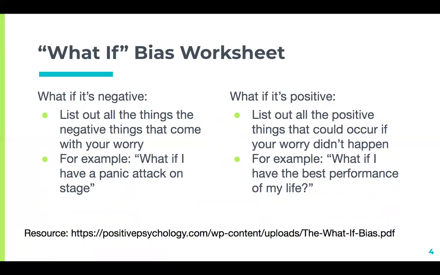The next column is what if it's positive. So here you want to list out all the positive things that could occur if your worry didn't happen. So for example, what if I have the best performance of my life? And again, go from there, continue to list out how you would think, how you would feel, what you think would happen.